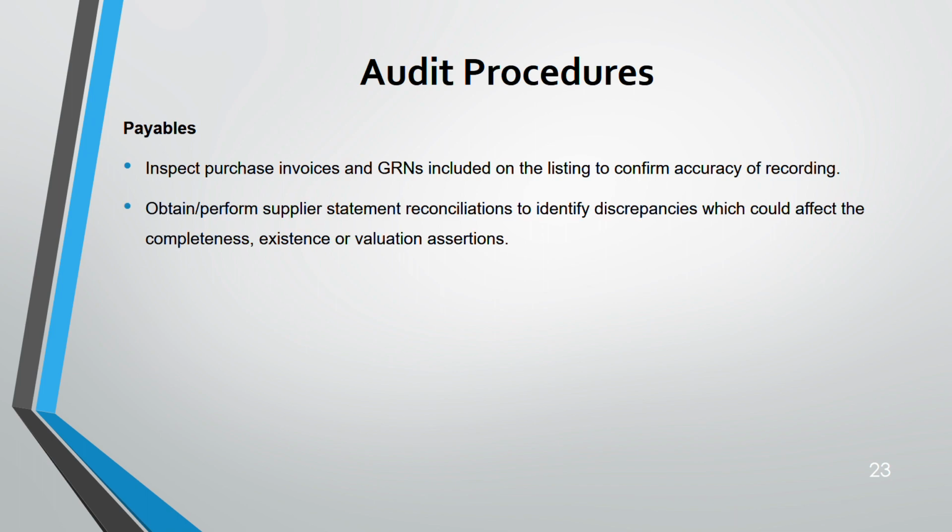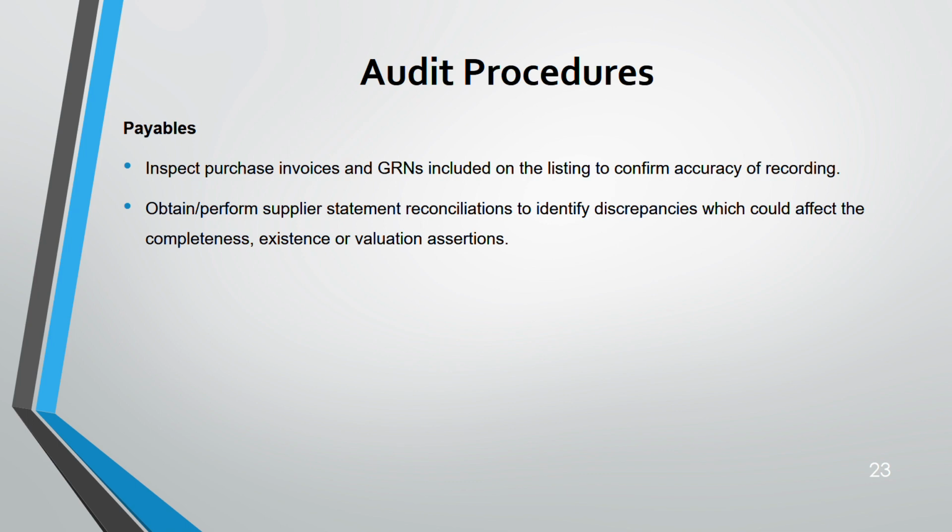Next, obtain supplier statement reconciliation, so that you can see if there is any discrepancy. Discrepancy means any difference between your amount and the supplier's amount. Why? Because if there is a difference between you and your supplier, it affects three places.